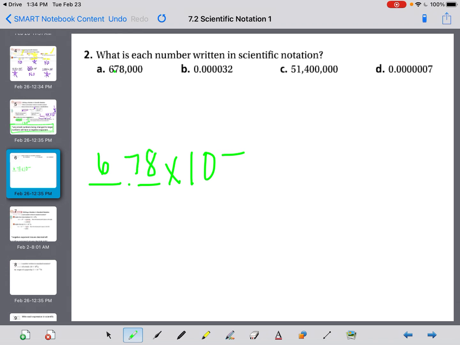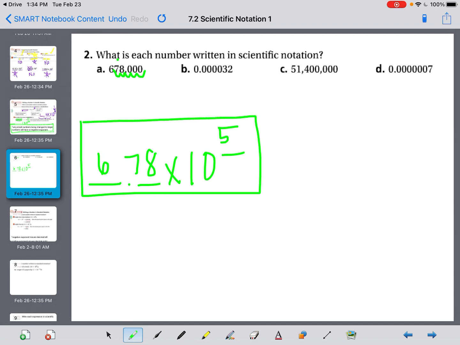6.78 right here. Now, this is a really big number that I'm making a small number, so it's going to be a positive exponent. And I would have to move my decimal place 1, 2, 3, 4, 5 places. So in scientific notation, 678,000 is 6.78 times 10 to the 5th.